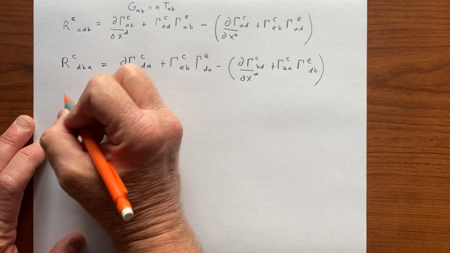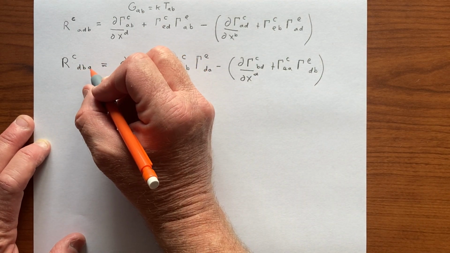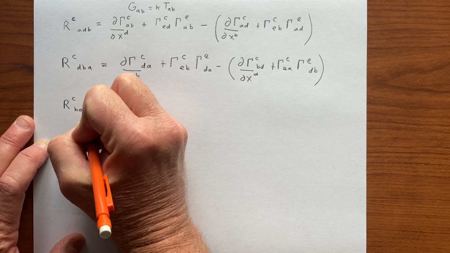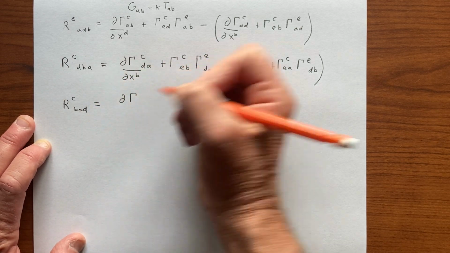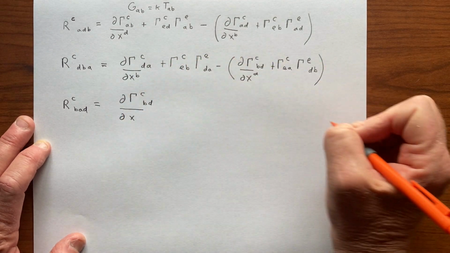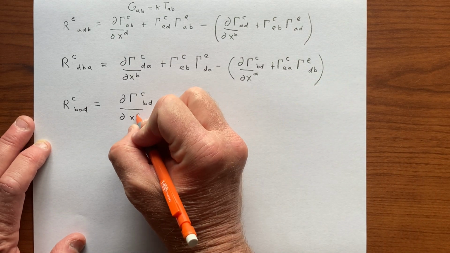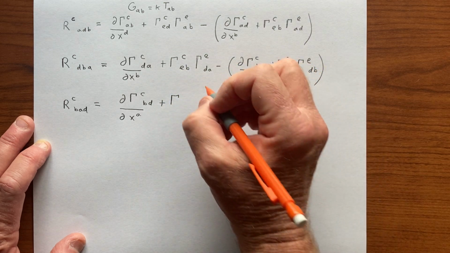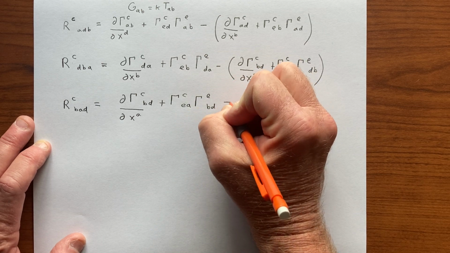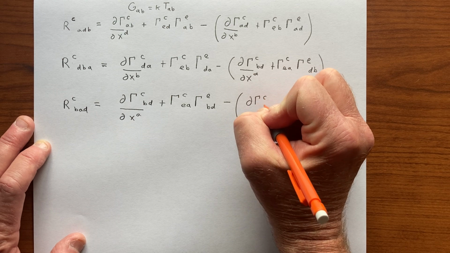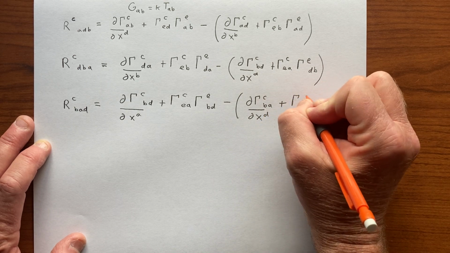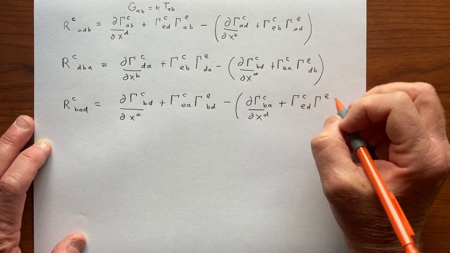And the last one is we did CDBA, CADB, and we have CBAD, and this is ∂_A Γ^C_BD plus Γ^C_EA Γ^E_BD, minus ∂_D Γ^C_BA plus Γ^C_ED Γ^E_BA.